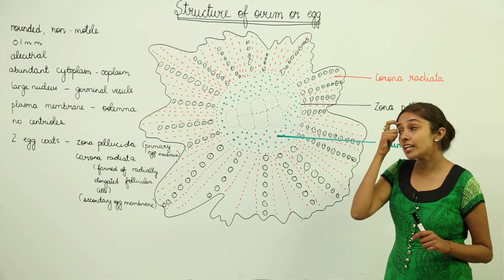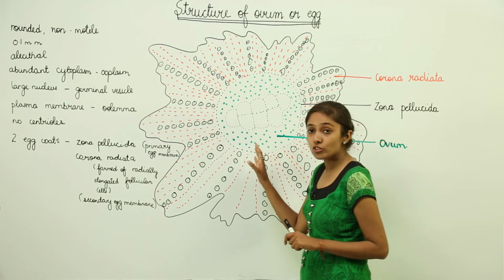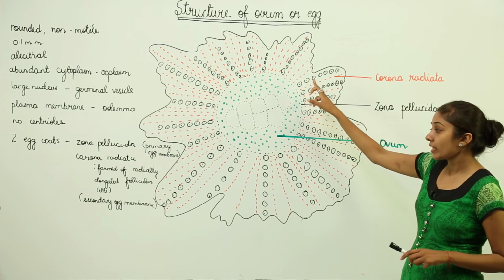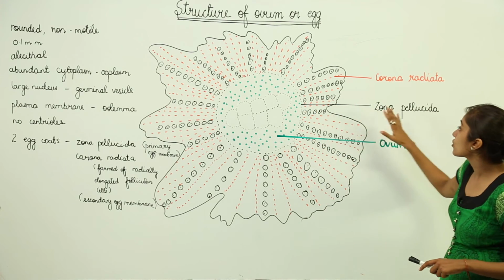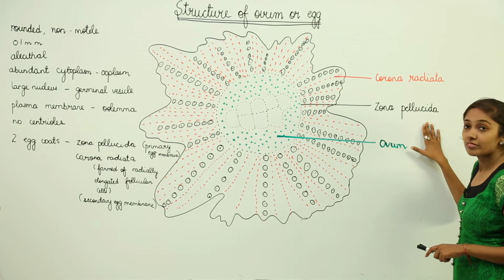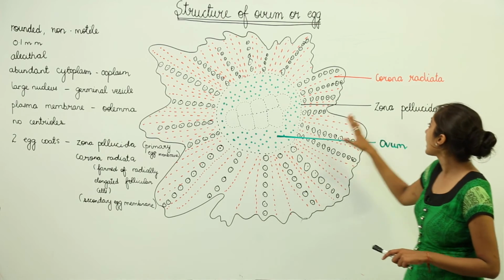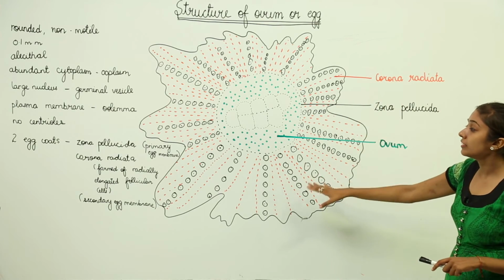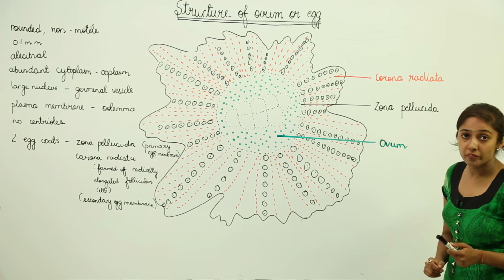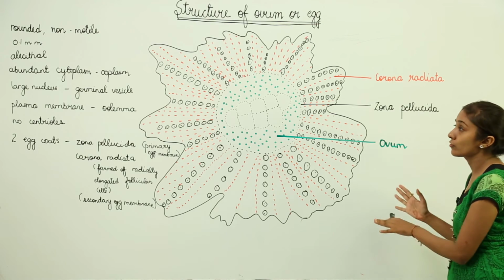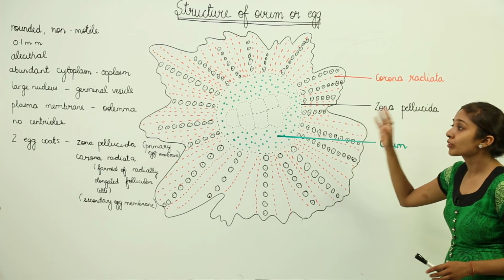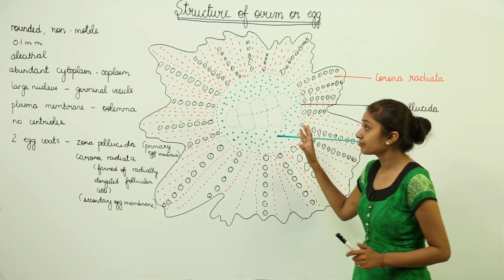The membrane is known as oolemma, and it has no centrioles, and there are two egg coats. First one, you can see, this primary egg membrane. What is it? It is zona pellucida. Then we have the secondary egg membrane, that is corona radiata. So these are the two egg coats or the membranes, the primary one and the secondary one. A very, very simple topic, how we will draw the structure of ovum or the egg.